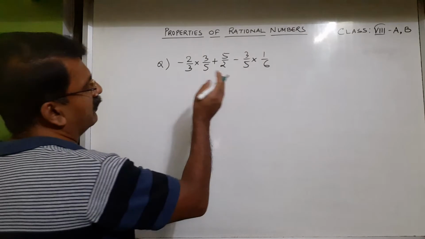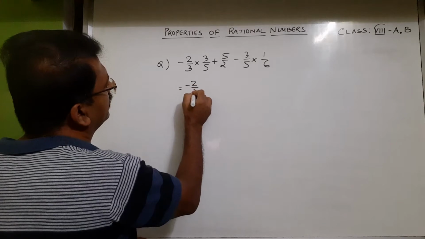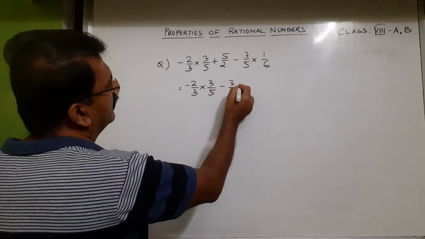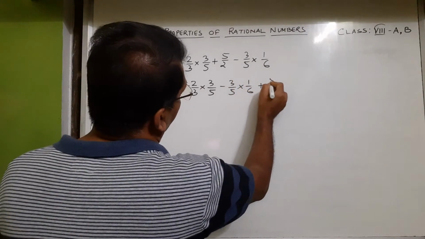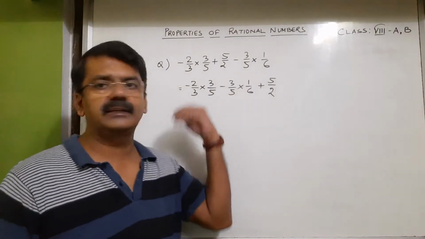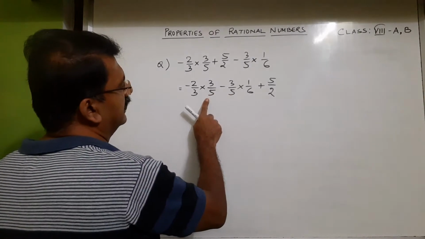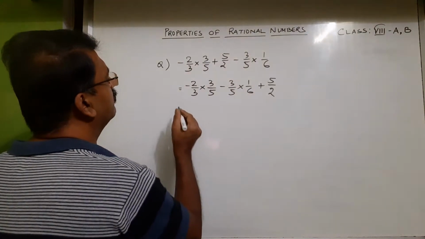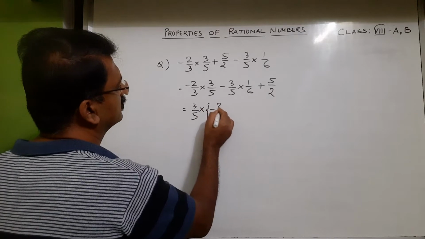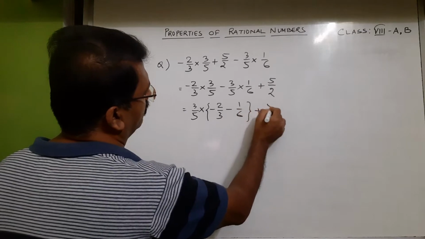Now what we do, first of all, we will rearrange the terms. So we will write it as minus 2 by 3 into 3 by 5 minus 3 by 5 into 1 upon 6 plus 5 by 2, like this. The third term we have written in the middle. Now you can see 3 by 5 is here as well as here. So we can take 3 by 5 common: minus 2 by 3, minus 1 by 6, and plus 5 by 2 as it is.